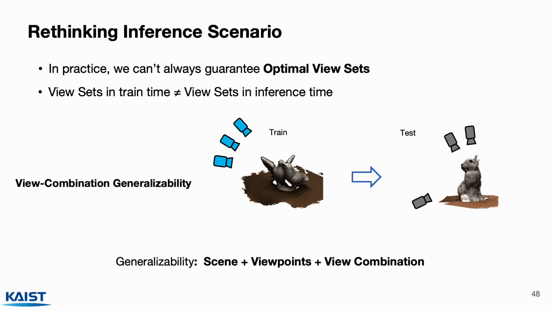However, if we think about the practical inference scenario, we cannot always guarantee the optimal view sets as input, because the view sets at training time are not identical to the view sets at inference time, since we take captures from random viewpoints. So we should reconstruct a faithful geometry from any kind of camera configuration as input. We call this property view combination generalizability. And we want to achieve a more generalizable method by combining scene generalizability and view combination generalizability.